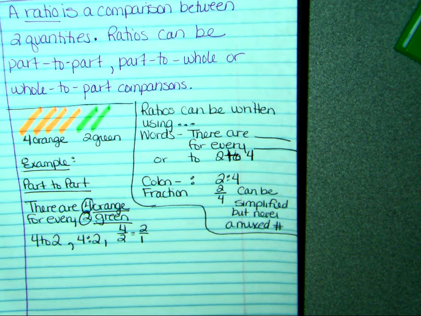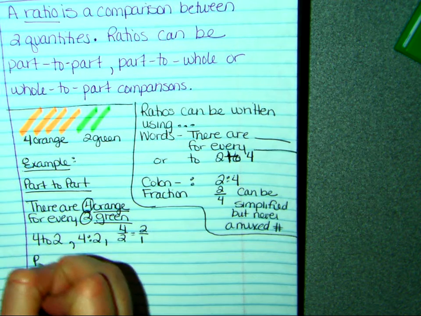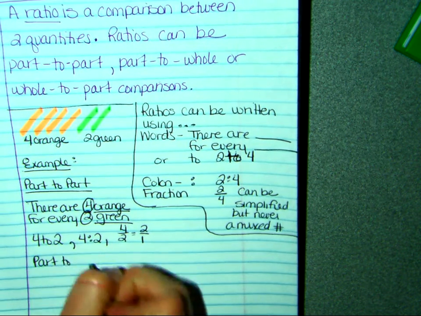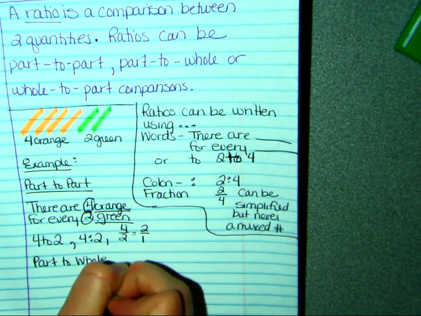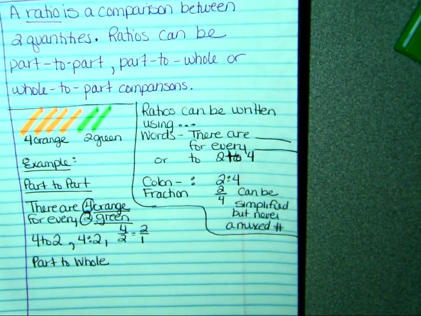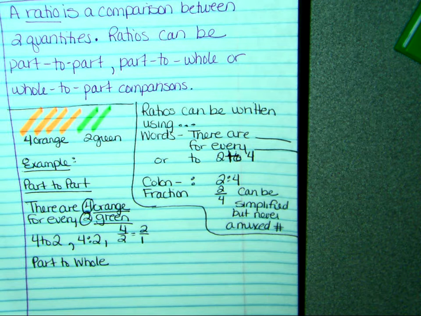Which that'll become useful later on when we do unit rates, because unit rates are always out of per 1 unit. So, alright, that's part to part. Let's try now part to whole. And I'm going to get a volunteer looking at my data up here. Can you give me a ratio comparing one part to the whole thing?